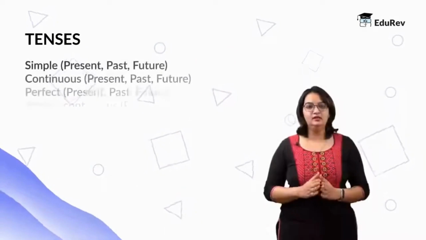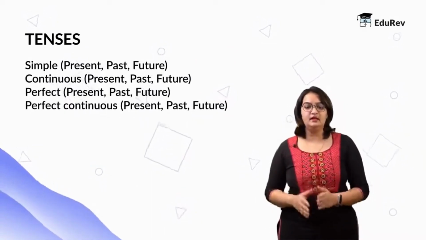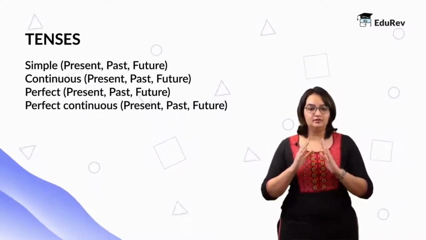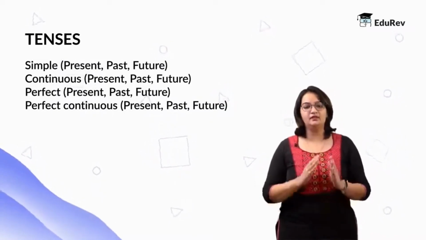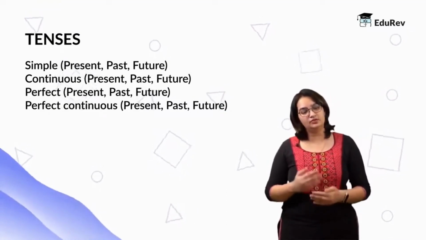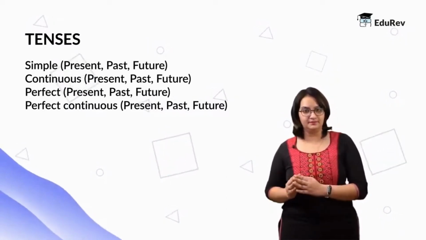So we have basically three types of tenses: past, present, and future. Within these three types of tenses, we also have four common subcategorizations for all three of them. For example, we have simple present tense, simple past tense, and simple future tense. Similarly, we have continuous present, continuous past, and continuous future tense, and so on and so forth for perfect as well as perfect continuous tenses.